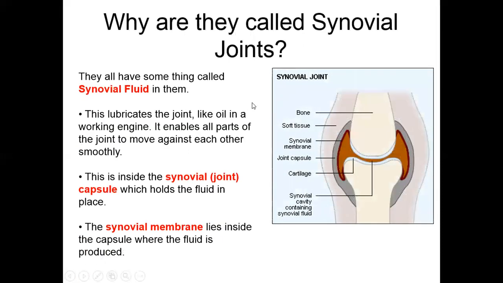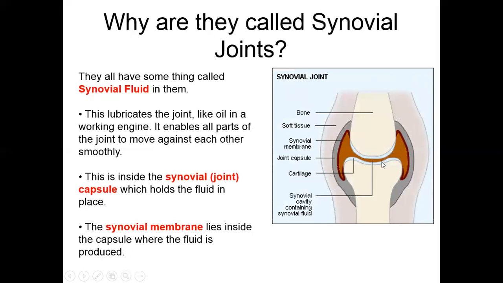Now, just in summary, we need to know what the joint is really made up of. The joint has a fluid called the synovial fluid. This fluid serves the purpose of lubricant, meaning it lubricates like oil in a working engine. It enables all parts of the joints to move against each other smoothly without friction. And also inside the synovial joint, we have a capsule which holds the fluid in place. So this is the synovial fluid.